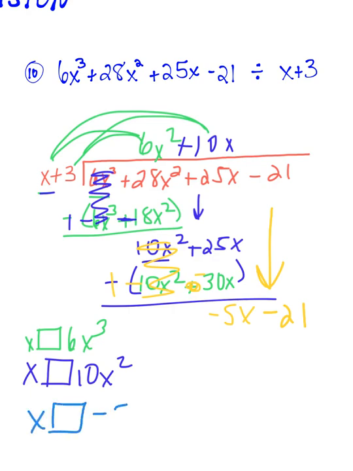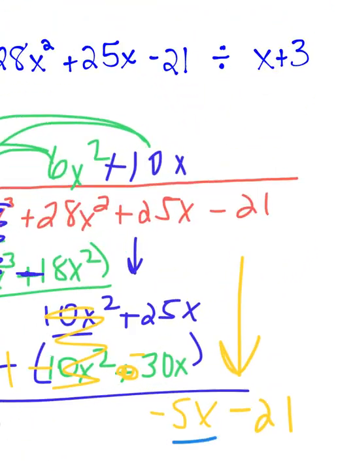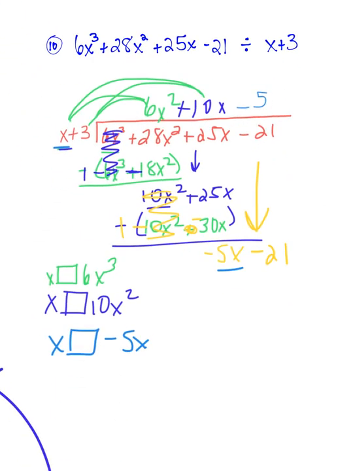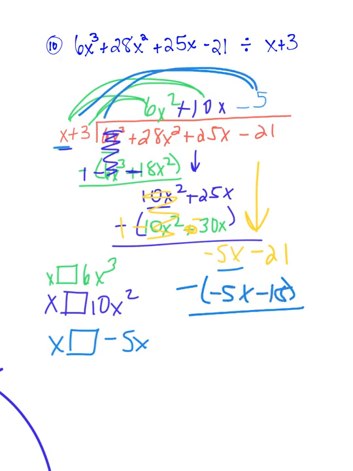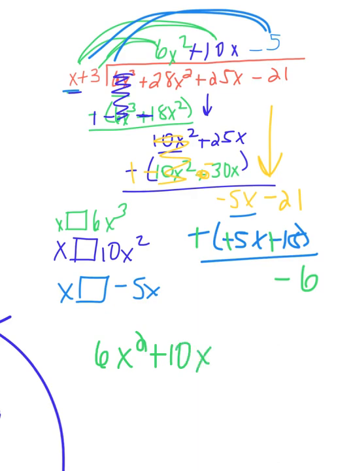X times what gives me negative 5x? Negative 5? Yeah? So minus 5. Negative 5 times x is negative 5x. Negative 5 times 3 is negative 15. And then what do I do? Distribute, distribute, distribute. So negative 21 plus 15. Negative 6. That's my what? Remainder. So I would write my answer as 6x squared plus 10x minus 5 minus 6 over x plus 3.